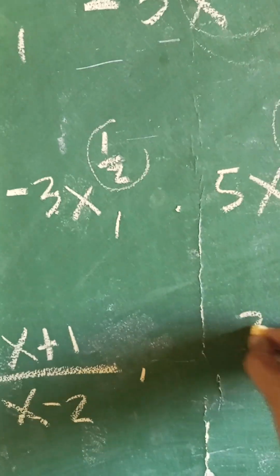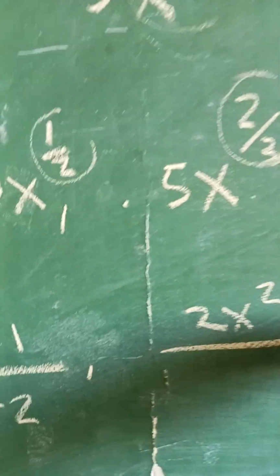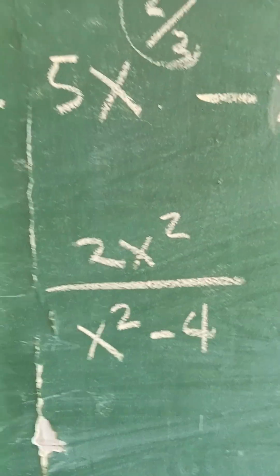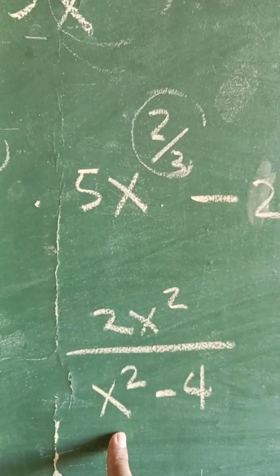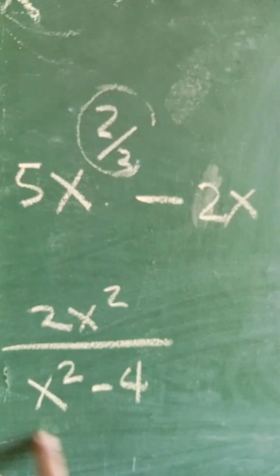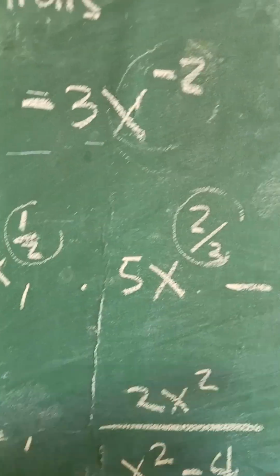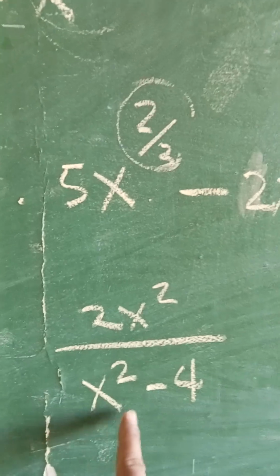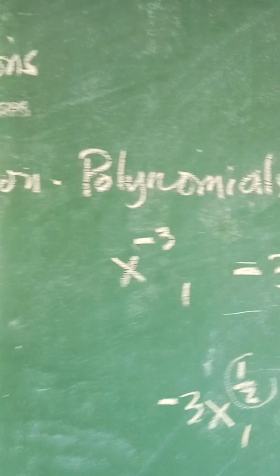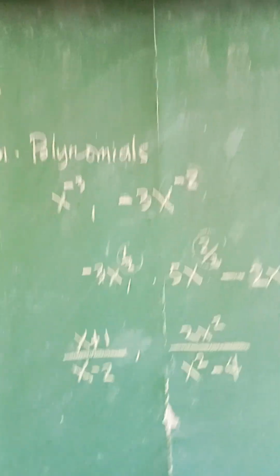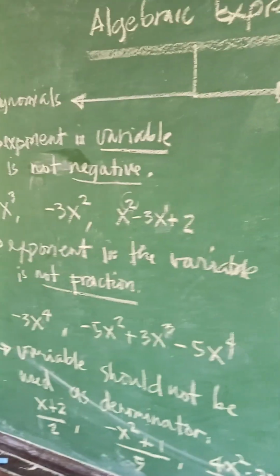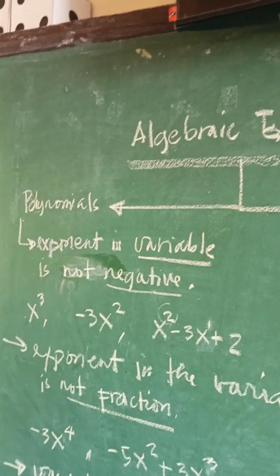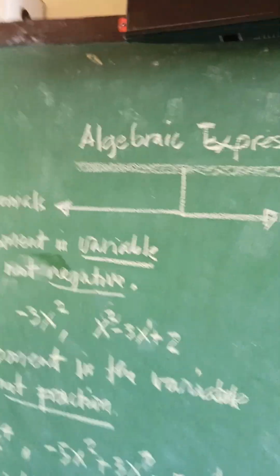Another one you may have is 2x squared over x squared minus 4, for example. As long as the algebraic expression contains a variable in the denominator, the expression is considered an algebraic expression. However, you cannot consider this as polynomial because of the variable in the denominator. So you call this example a non-polynomial algebraic expression. I hope it is clear to you now. These are the three characteristics or concepts of algebraic expressions so that you can call them polynomial expressions.